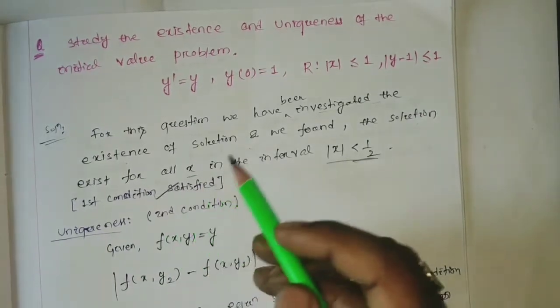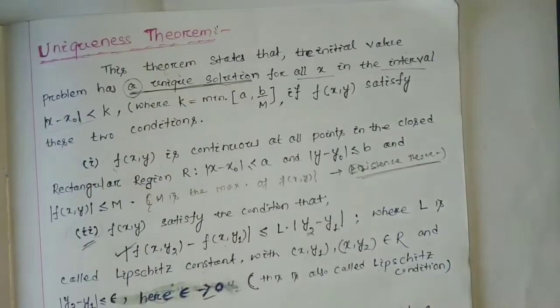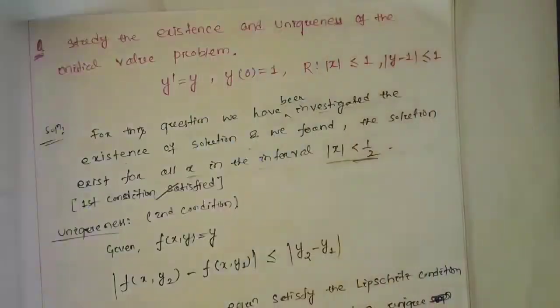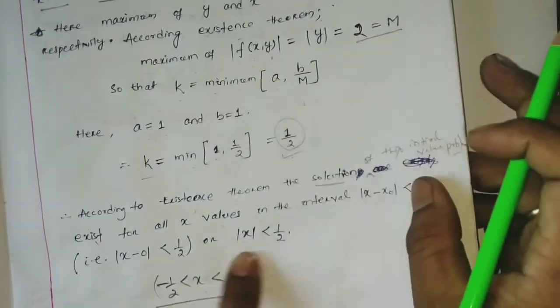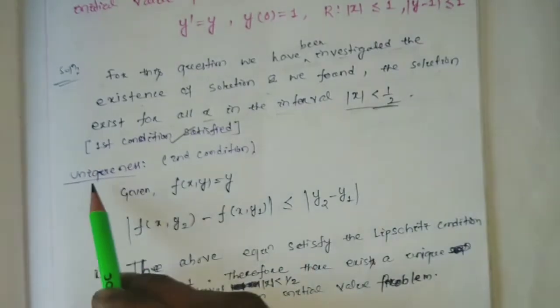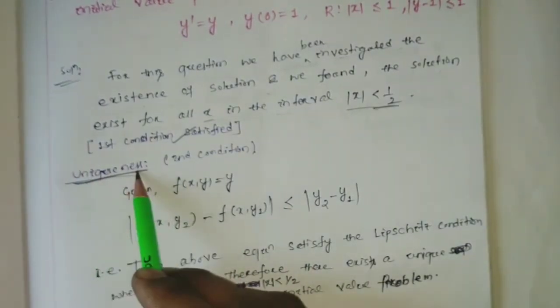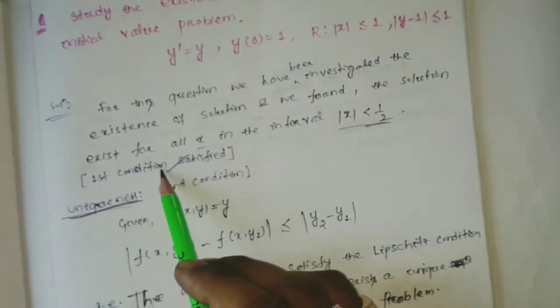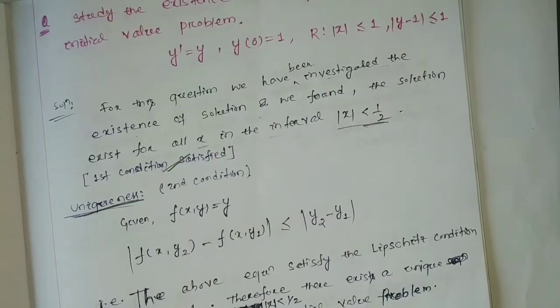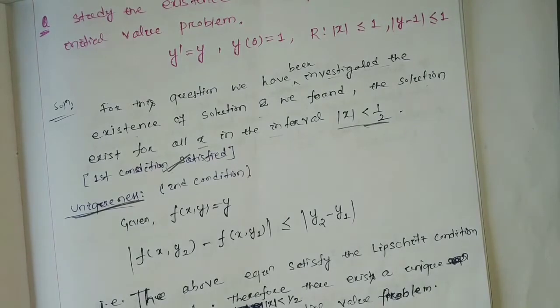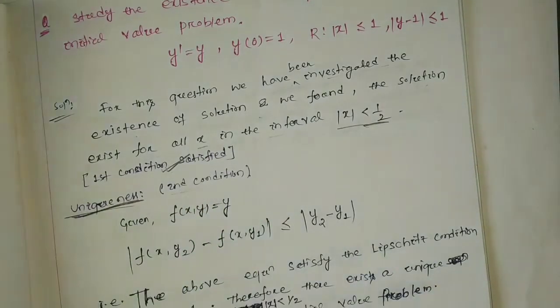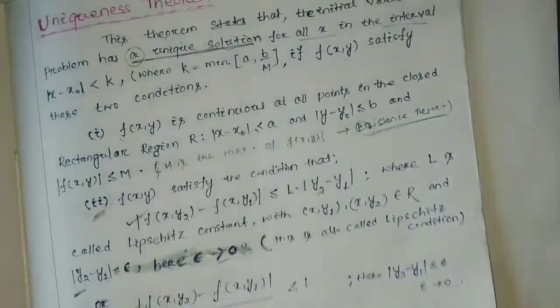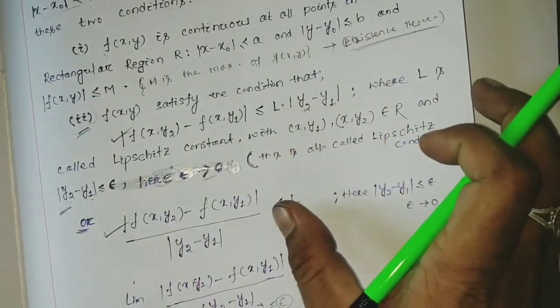That means the first condition has been satisfied. Up to this much we have discussed. Now we are going to go for the second condition, that is the uniqueness. To justify the uniqueness theorem, the first condition is over. Now we go for the second condition, that is the Lipschitz condition. You can consider this expression.